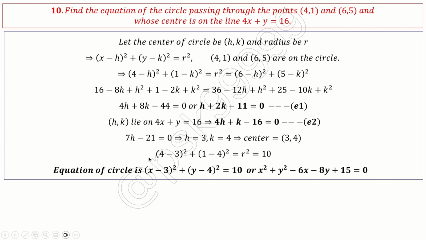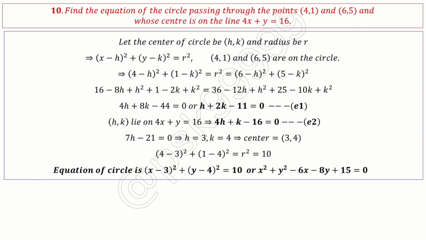Now substitute this in any of the equations you have. Once you substitute, you will find that the radius squared is 10, which means the radius is square root of 10. So the equation of the circle is (x - 3)² + (y - 4)² = 10. If I expand it, this is what it is: x² + y² - 6x - 8y + 15 = 0. This is my expansion.